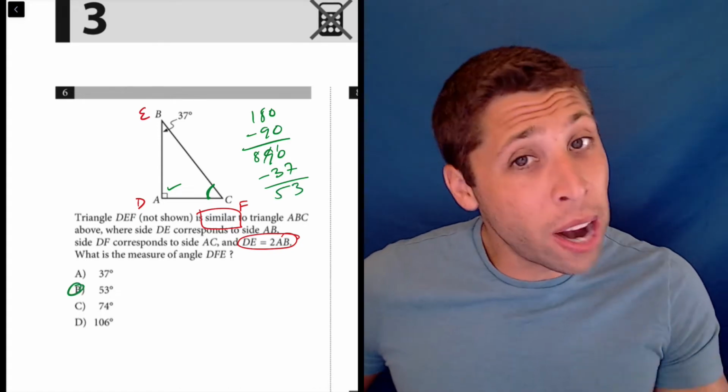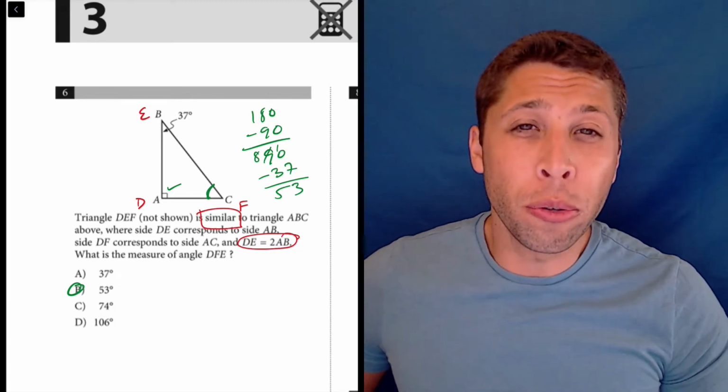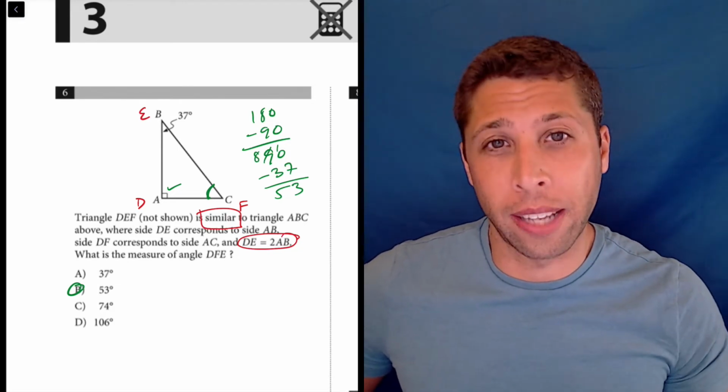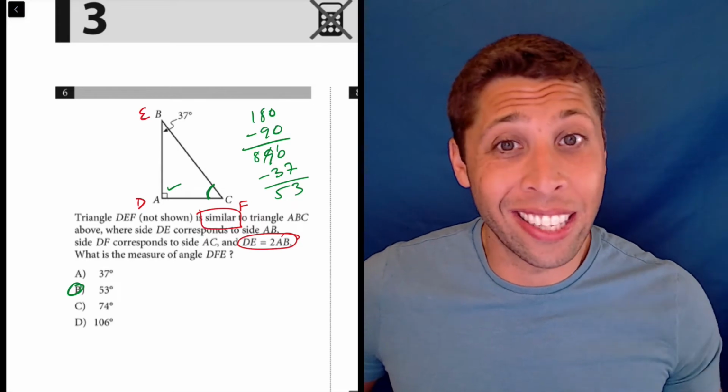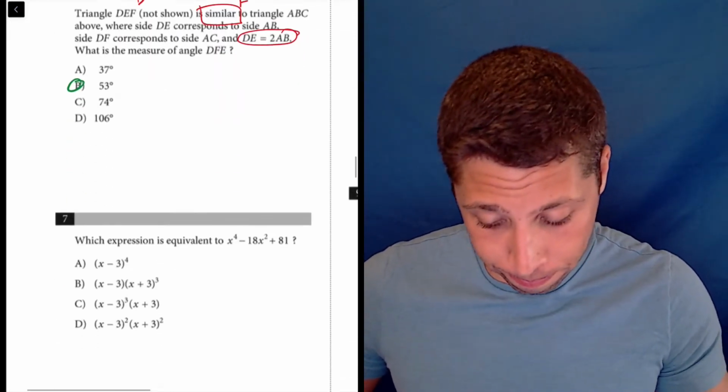So rare, very rare they give you information you don't use, but this is a very conceptual question, I guess, that you need to understand what a similar triangle is in order to kind of get it right.